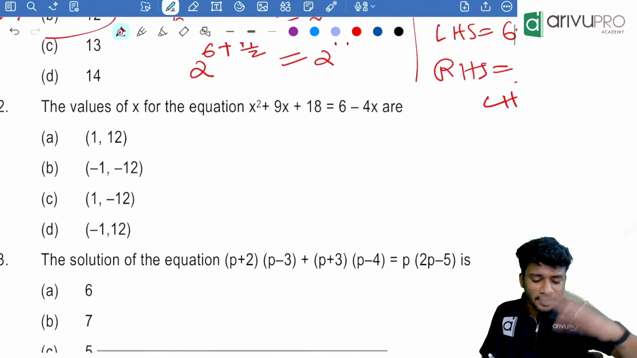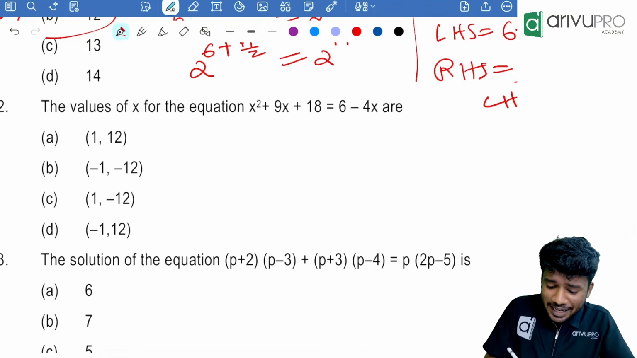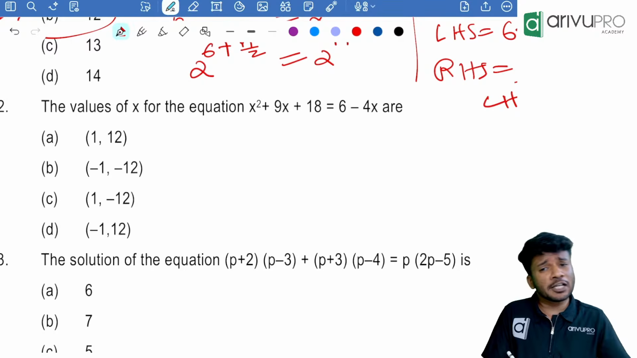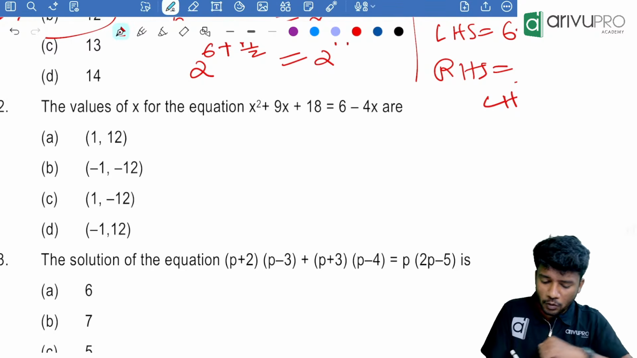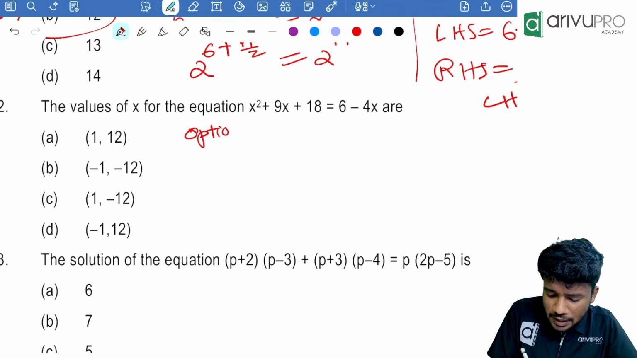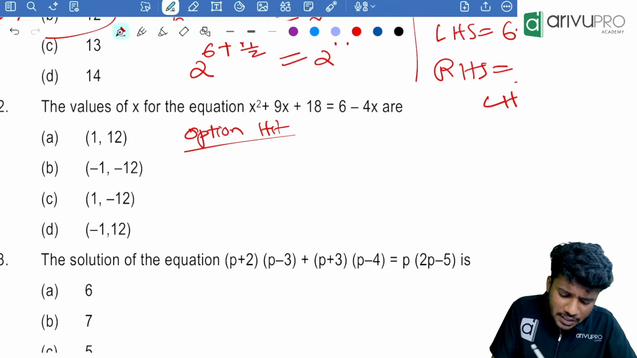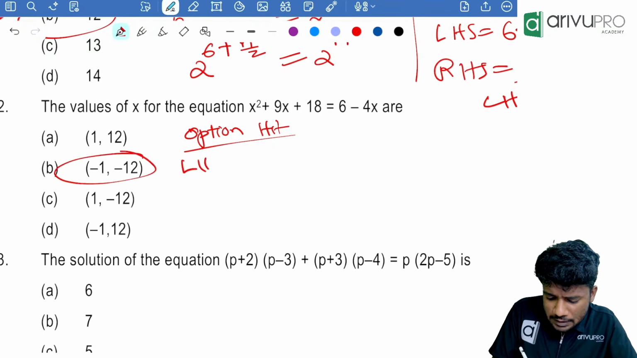Then the value of x for the equation x square plus 9x plus 18 is equal to 6 minus 4x. People, will you go and solve the quadratic equation? No, you will option hit and check whichever option is going to give you the answer. Now take, people, option B.